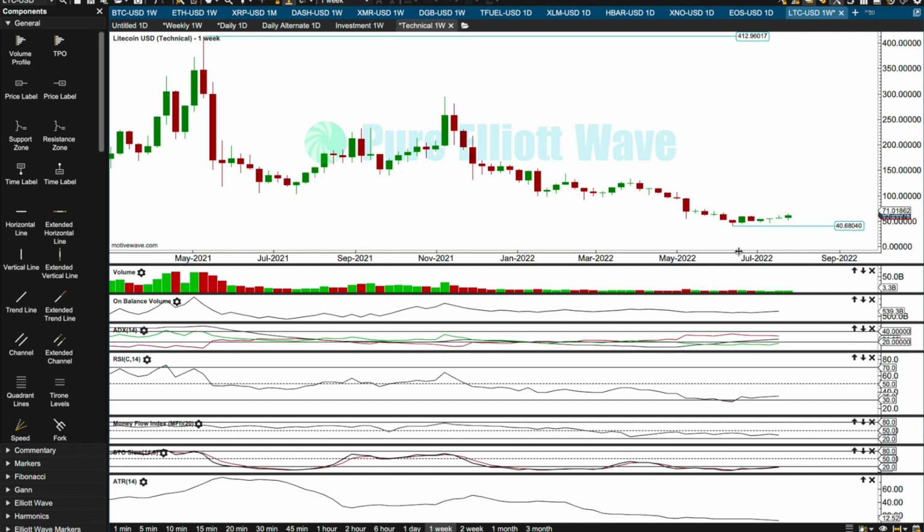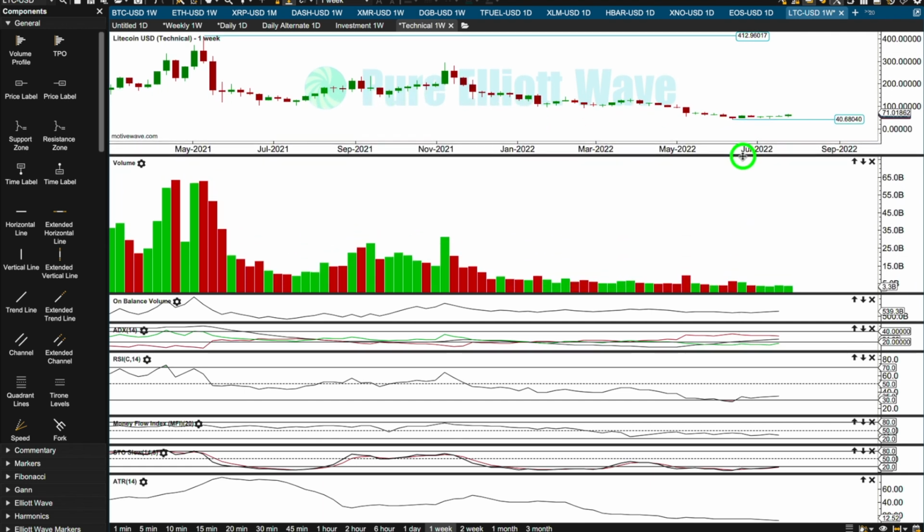We don't always see that. Let's expand volume out. So yeah, here it is. This one here. Volume's declining on that week. So we don't always see an increase in volume right off the lows for these cryptocurrencies.